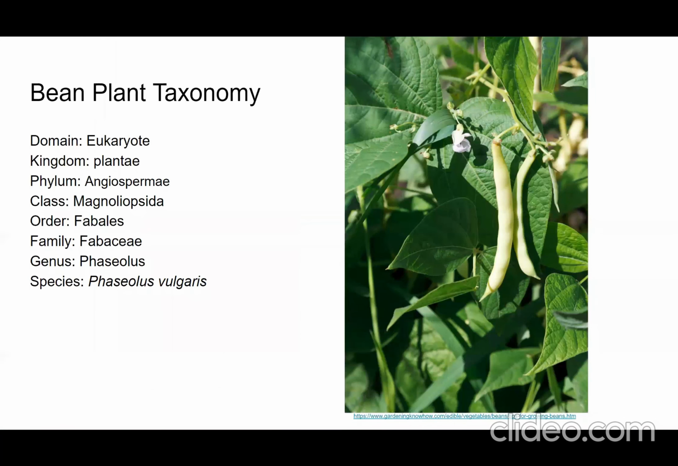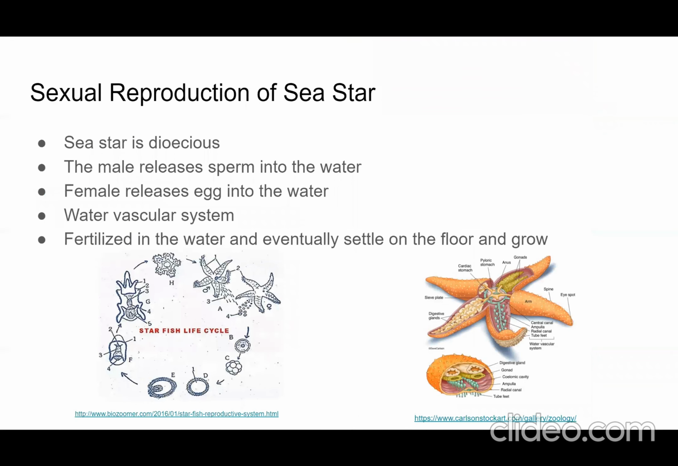And in the bean plant taxonomy, the domain is Eukaryote, the kingdom is Plantae, and the phylum is Angiospermae. The class is Magnoliopsida, the order is Fabales, the family is Fabaceae, the genus is Phaseolus, and the species is Phaseolus vulgaris. The sea star has two ways of reproducing.